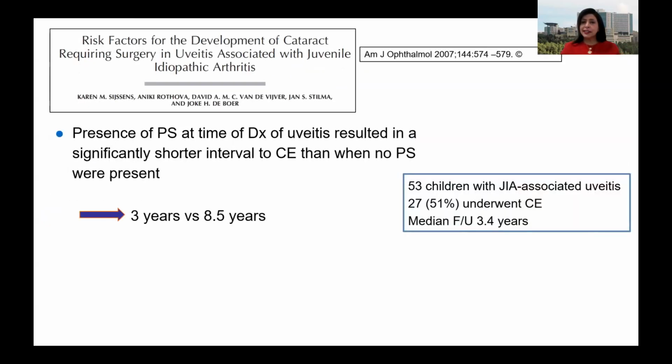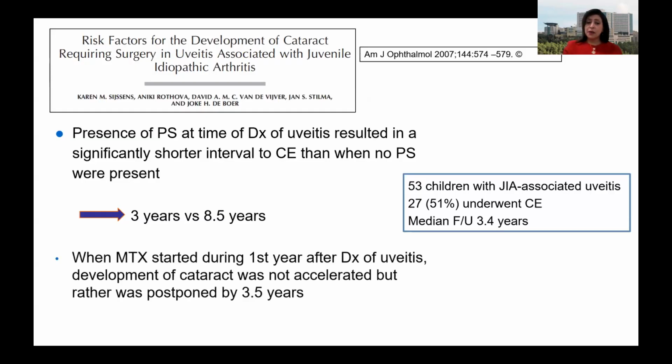This is an older study from the Netherlands from 2007, before the era of biologic therapy, and this study showed that the presence of posterior synechiae at the time of diagnosis of uveitis resulted in a significantly shorter interval to cataract extraction than when no posterior synechiae were present. So the difference was 3 years versus 8.5 years when they didn't have posterior synechiae. When methotrexate was started during the first year after the diagnosis of uveitis, the development of cataract was not accelerated, but was rather postponed by 3.5 years.